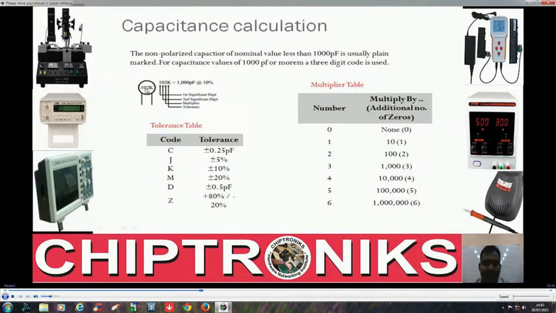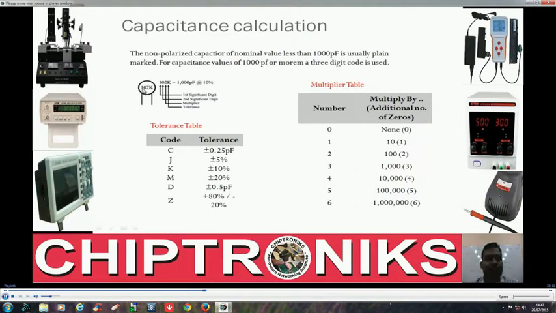Capacitance calculation. Here this is 102K. The first digit represents the first significant digit, the second digit represents the second significant digit, and the third one represents the multiplier, while the fourth, the alphabet, represents the tolerance. So how would we calculate this capacitance? These are for the non-polarized capacitor type; this kind of digits is written on non-polarized capacitors.